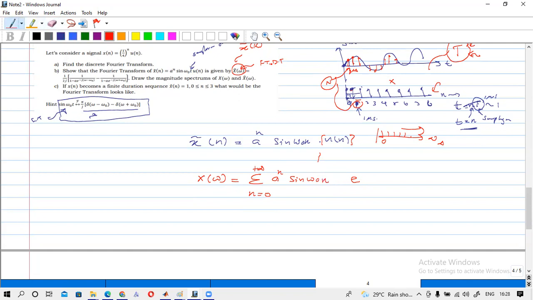That does not tally with the sampling, because if we are using the sampling theory, we have to nominalize this frequency. I think you have learned the sampling. We have to nominalize this frequency. Anyway, we will try. And here we have e to the power minus j omega n. So this is our definition.